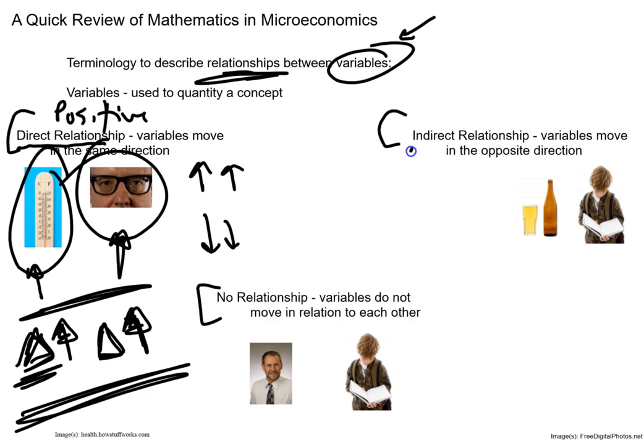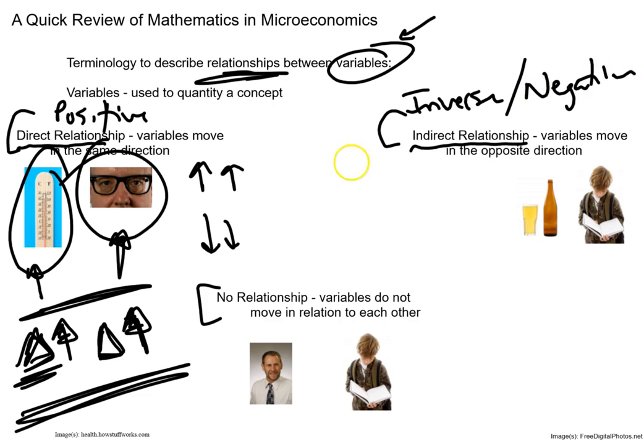Direct relationship. How about an indirect relationship? An indirect relationship is the opposite. It's when variables move in the opposite direction, or sometimes this is referred to as an inverse relationship, or sometimes it's known as a negative relationship. That's saying that when one of the variables increases, the other variable decreases, right? They tend to move in opposite directions. And so I've got a picture here of some alcohol and a student studying, and that's supposed to represent your performance in a semester, right?